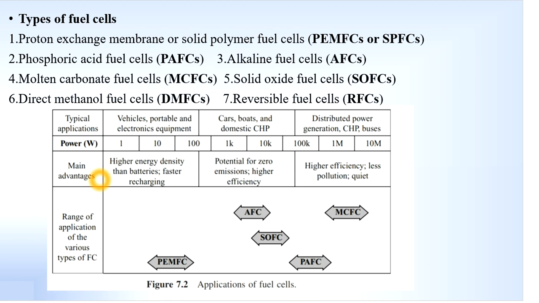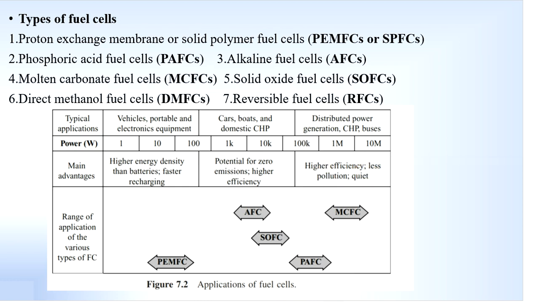The main advantages of PEMFCs are higher energy densities than batteries and faster recharging. But the power density is less, that you can see from here, it is up to only 100 watts, right? The advantage of AFCs and SOFCs is that they have more potential for zero emissions and also higher efficiency. Coming to the MCFCs as well as PAFCs, the efficiency is very high and gives rise to less pollution. Also they are very quiet.